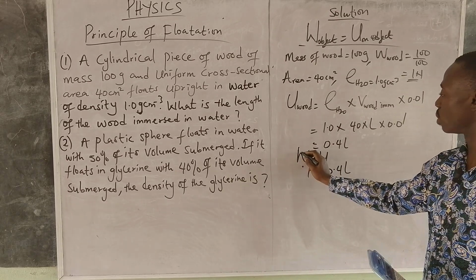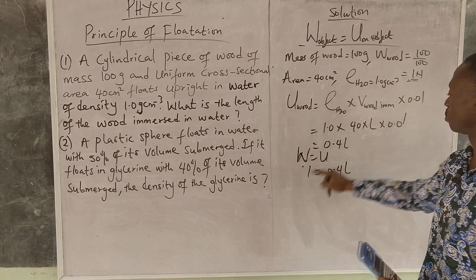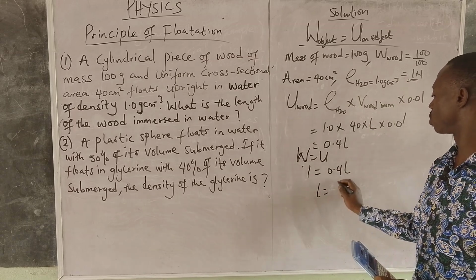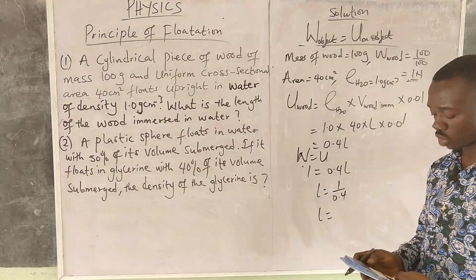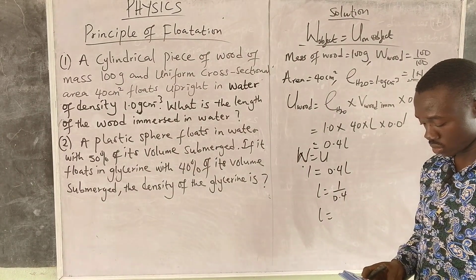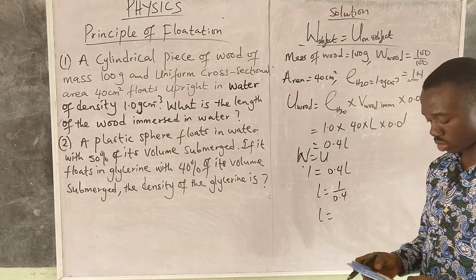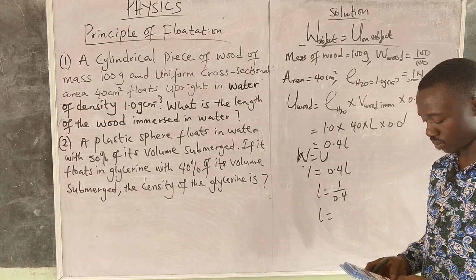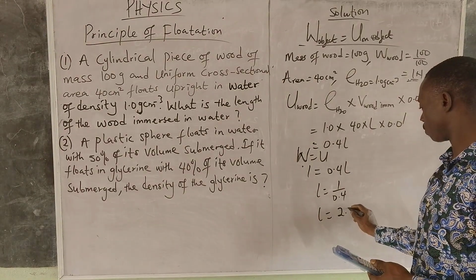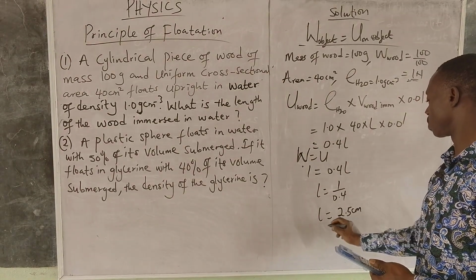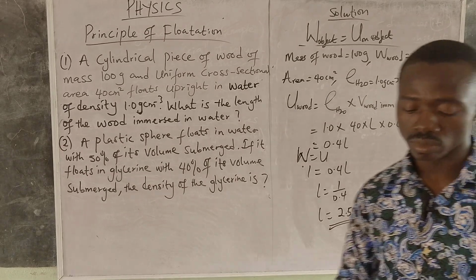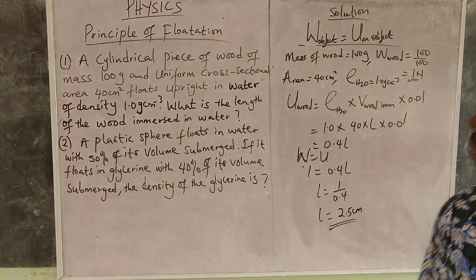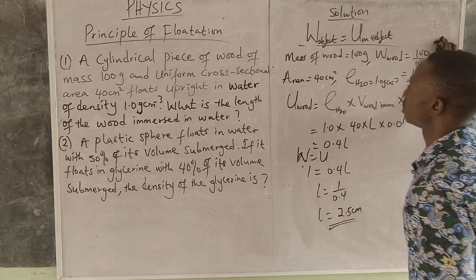Our weight is 1, right? So I just substituted it here. So L is going to be equal to 1 over 0.4, and that's 2.5. 2.5 centimeters, meaning 2.5 centimeters of the length of that piece of wood is immersed in water.